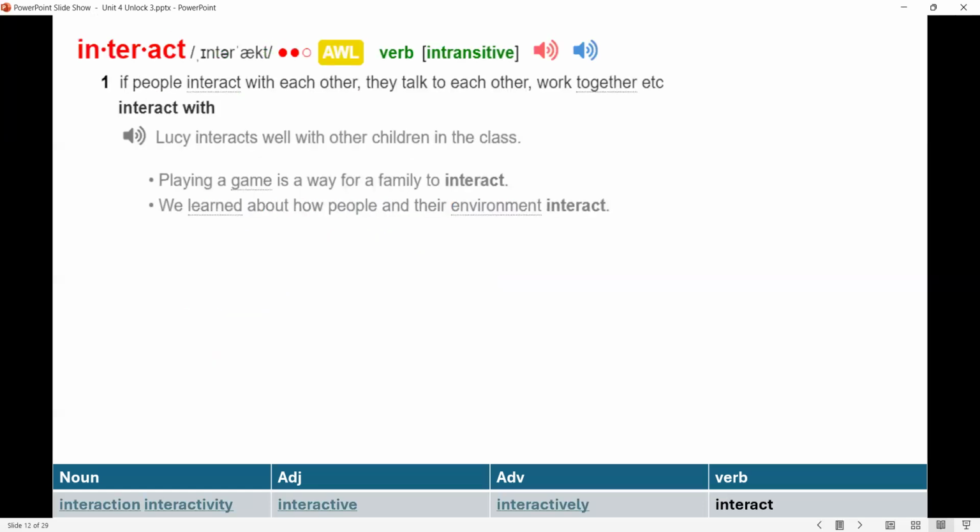Interact. When you interact with other people, it means you talk to them, you work with them. So you interact with them. So interact with. Example, Lucy interacts well with other children in the class. So she interacts with other children.